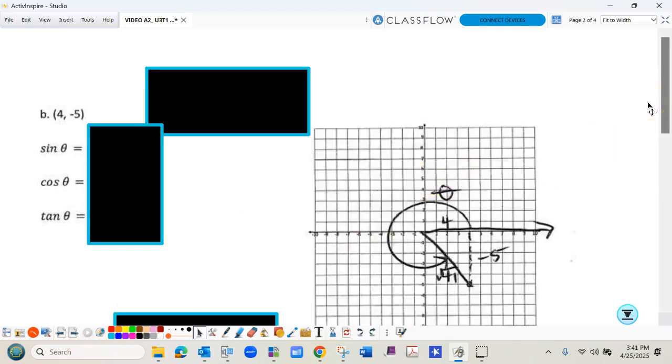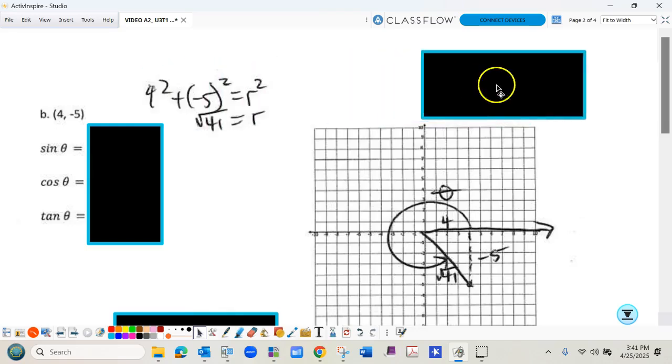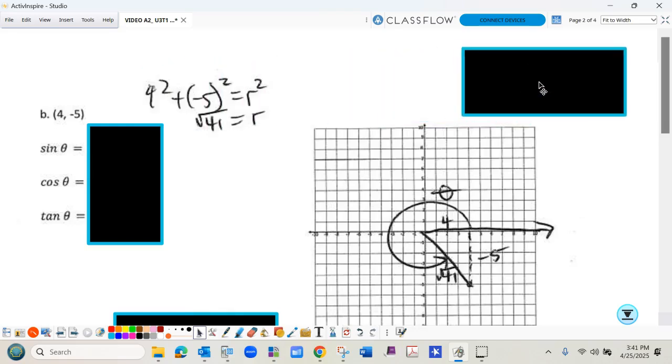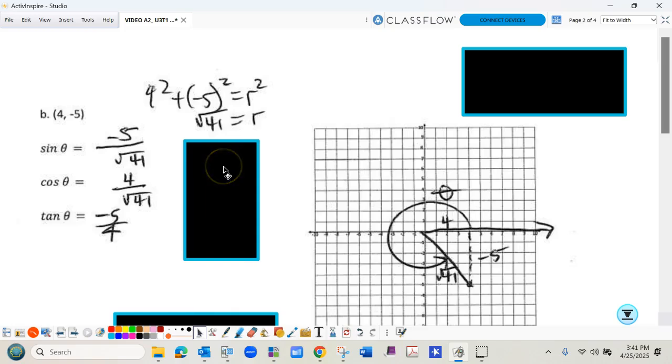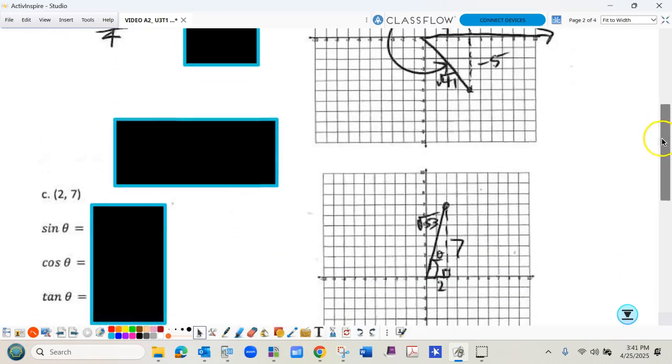Next page, B. The next point is (4, -5) in quadrant 4. When I do my radius, I get the square root of 41 because 41 is not square rootable. I need 3 more ratios. Y over r is -5 over square root of 41. Cosine is x over r, 4 over square root of 41. Tan is y over x, -5 over 4.